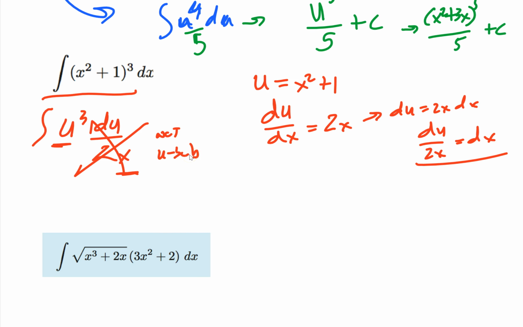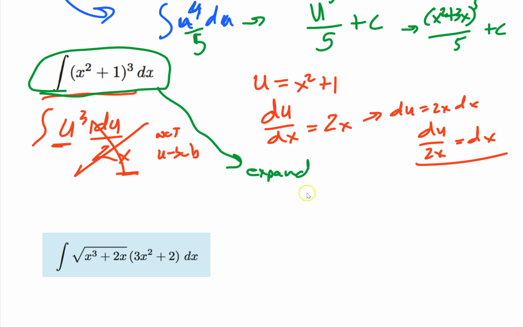U sub's not going to work on this one. You can't do it with 2 different variables. And reverse chain rule doesn't work because it's not linear. So what's the only way to do this one? You actually could do this one. You could expand it. You actually figure out what x squared plus 1 is, x squared plus 1 times x squared plus 1 times x squared plus 1.